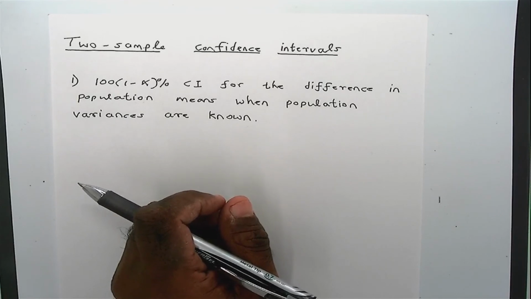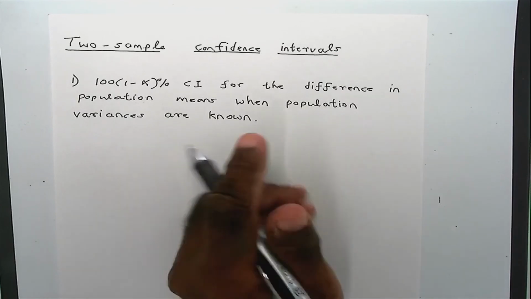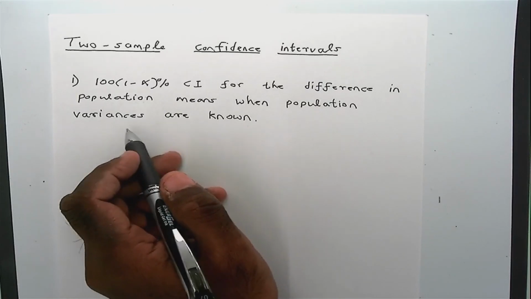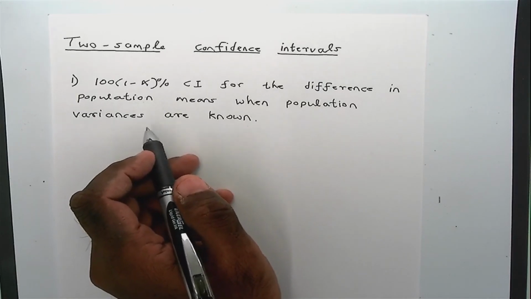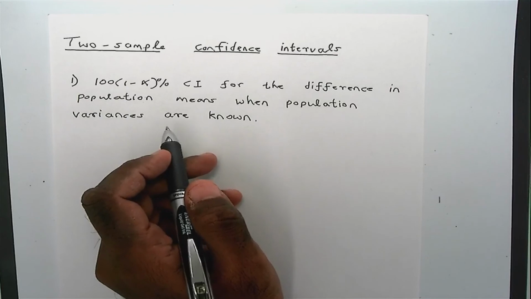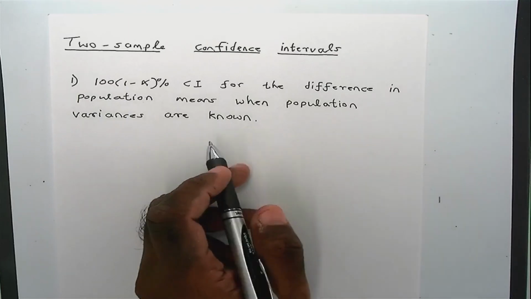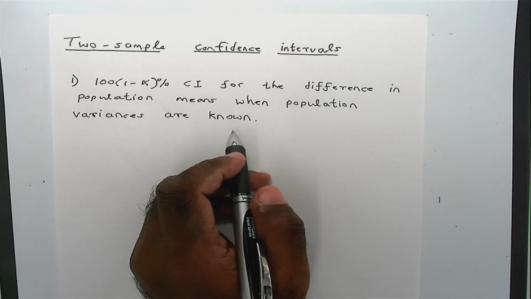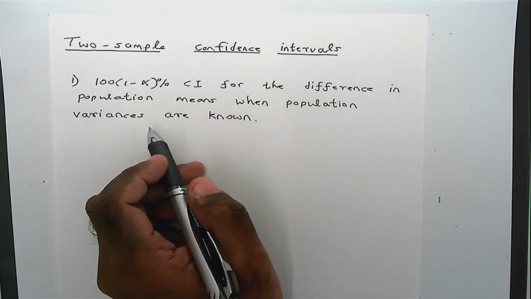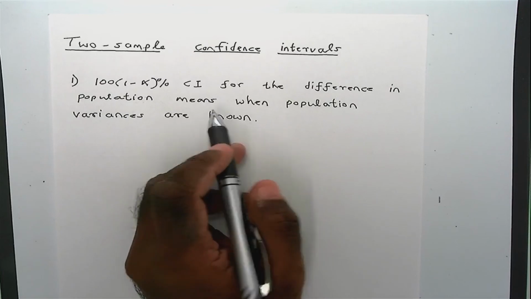Here we are assuming that the population variances of the weight of all men in the UK and that of women in the UK are known, but usually that is not the case. But anyway, for simplicity, let's assume that the population variances are known, and we are interested in the difference between the population means.